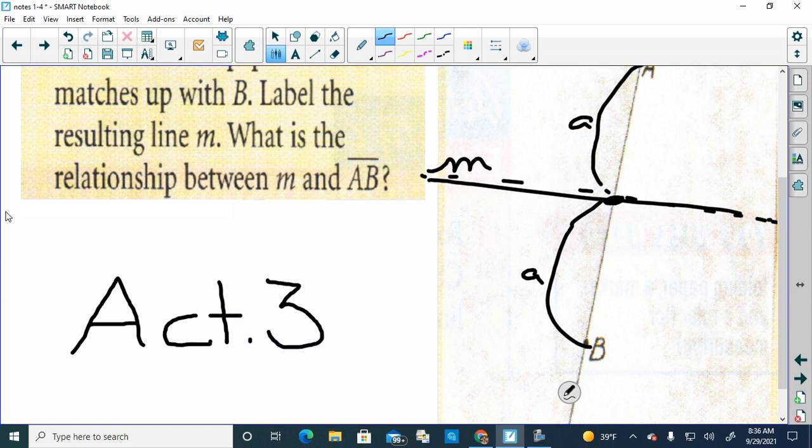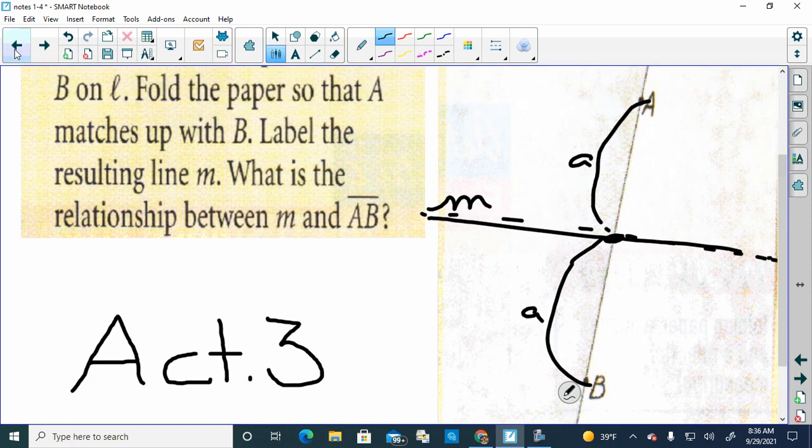Okay, so we are going to write, I don't think they have us label anything different. Get that out of the way.